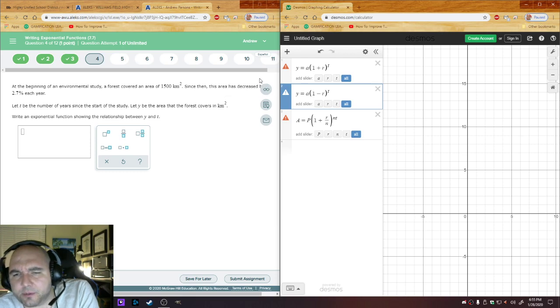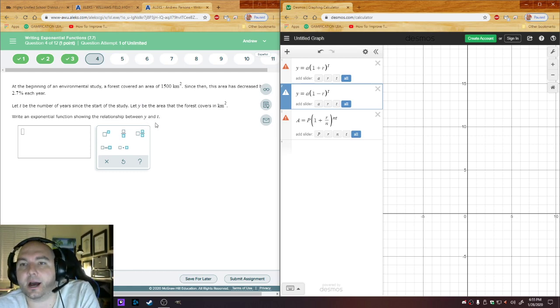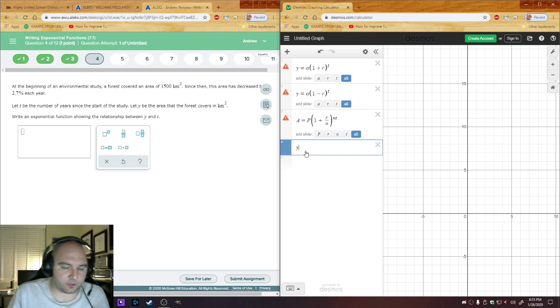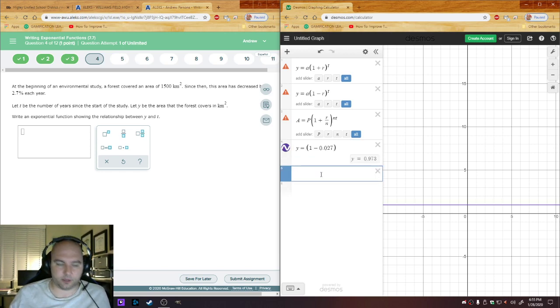Also, I saw people getting a problem like this earlier today, and they were getting confused, putting kilometers squared into the problem. Don't do that. The problem should just contain numbers aside from the y and the t that you're using for the variables that relate the time and the tree area. So I'm going to write this. y equals 1 minus, you have to use minus this time, 0.027. Again, if I didn't know how to do that, I would say 2.7 divided by 100. That's where I got that number from.